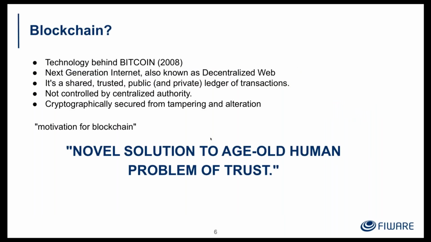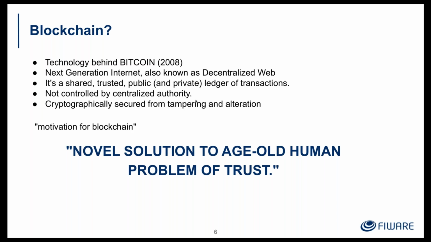Blockchain and distributed technology first became globally known when Bitcoin arrived. It's the first cryptocurrency and also the first ever blockchain implementation. It's also known as the next generation internet or decentralized web, you can say. The main goal behind this technology is that it will be a shared, trusted, public or private ledger of transactions. There shouldn't be any controlling party.